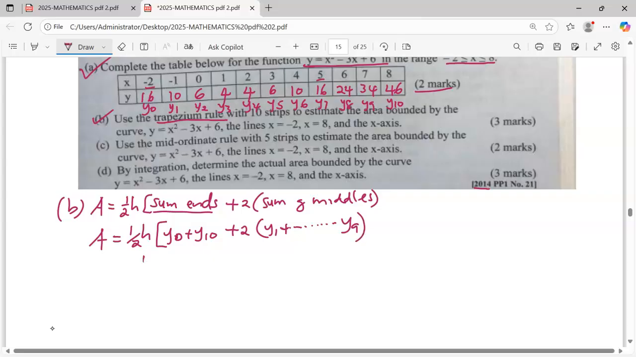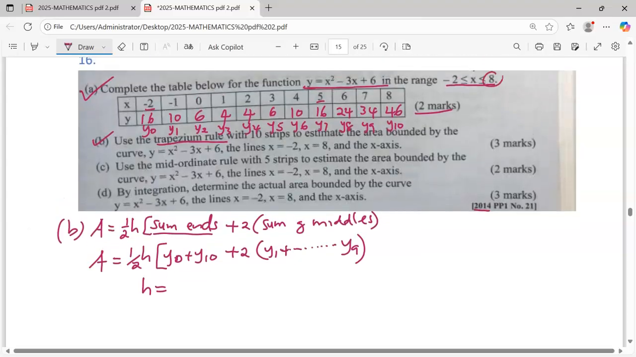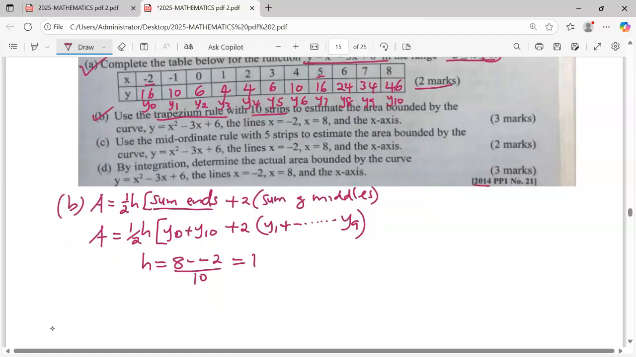In this case, the first thing I'm going to work out is the height. For us to get the height, we take the maximum value of x, which is 8, minus the minimum value of x, which is -2. You divide by the number of strips mentioned. In this case, the strips are 10, meaning 8 minus -2 gives us 10 over 10, which is 1. We proceed by getting the area by taking half times 1 into the sum of the ends.